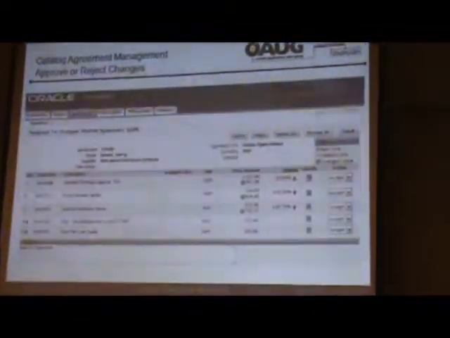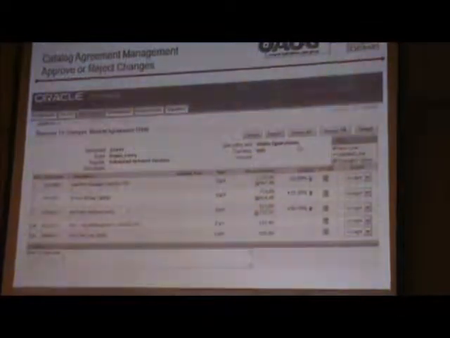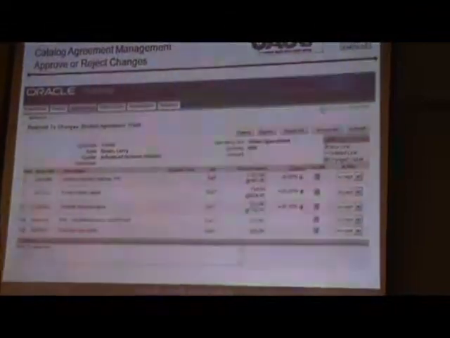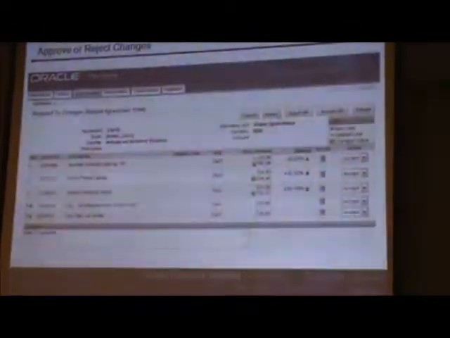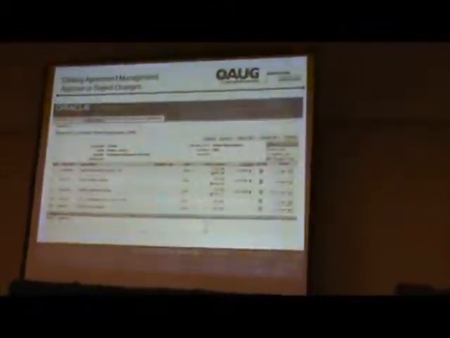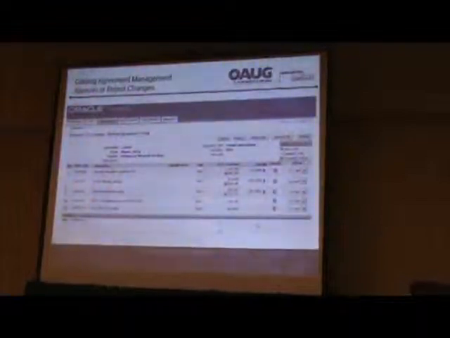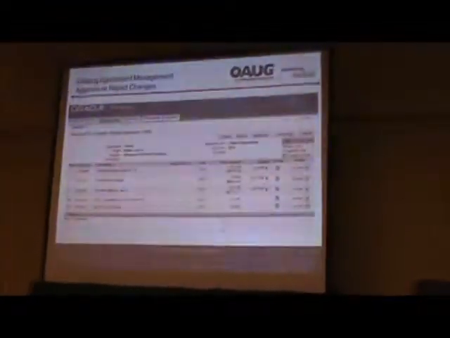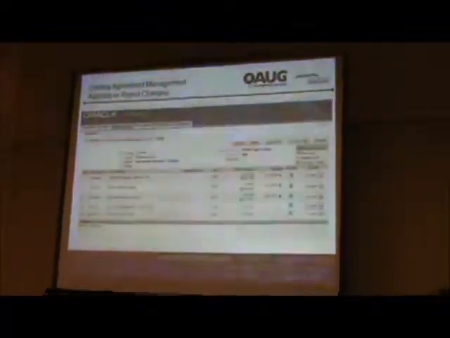Basically if you see this screen, you have a button on the top for a bulk action. If you want to take action for the entire catalog, this particular agreement, then you can use this button. If you want to accept or reject individual changes to the line, you can take the individual actions also. So basically this is a really good feature for the buyer.